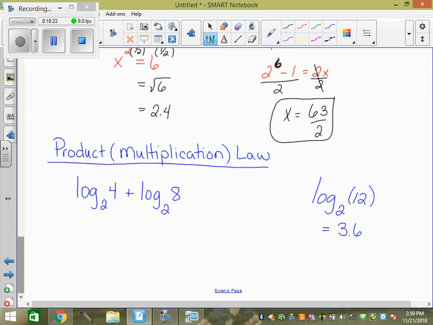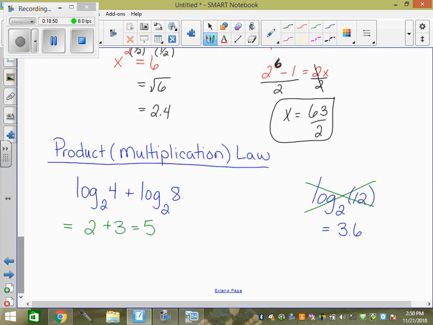But when I do my actual math here, I can just do this in my head. 2 to the what is 4? 2. So this log base 2 of 4 turns to a 2. Plus 2 to the what is 8? 3. What's 2 plus 3? 5. Is it 3.6? No. So we cannot put these together by addition. That's not possible.